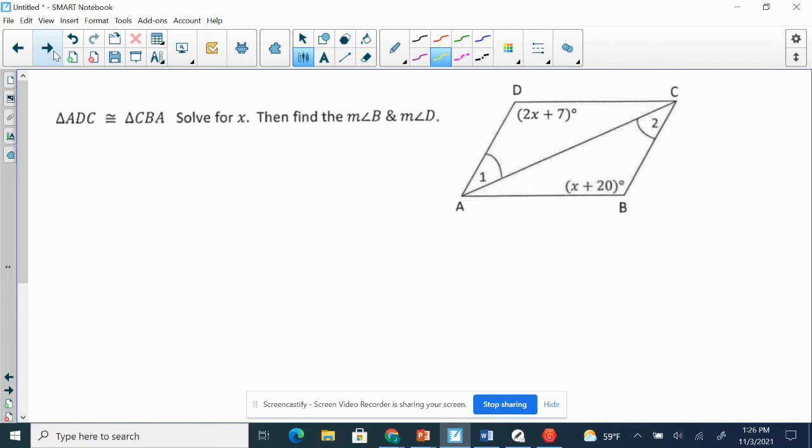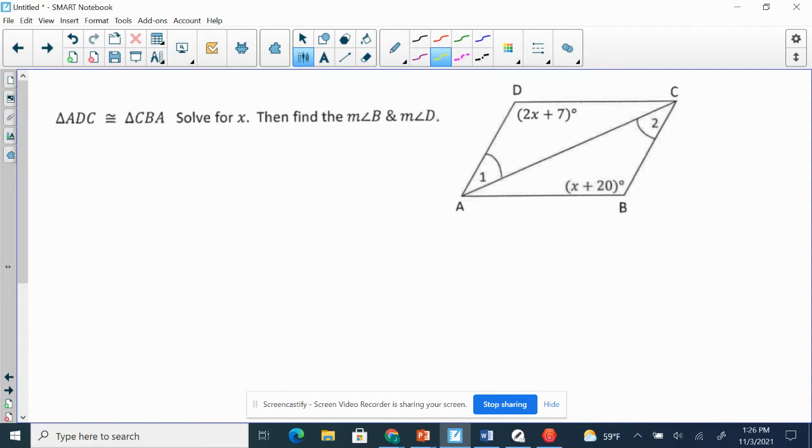So more practice with the algebraic solving. When it says that triangle ADC is congruent to CBA, so that means we know they're congruent. In this case, we're going to solve for X, and then we need to solve for B and D. So this is what I was talking about, where you solve for X, and then you have to plug back in. So this is a multiple choice question.